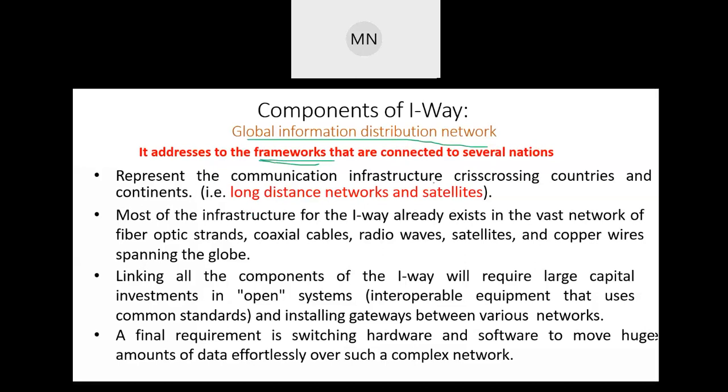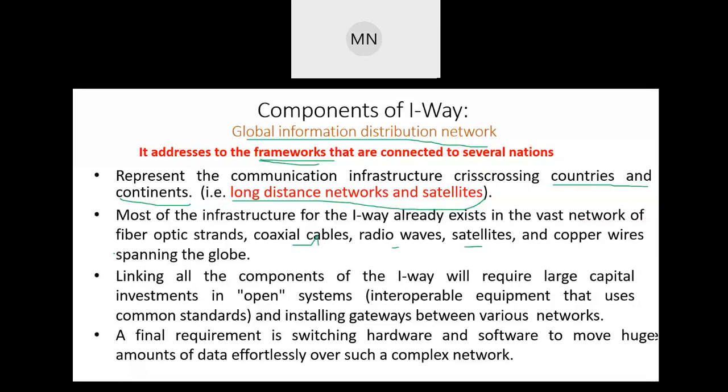So here it represents the communication infrastructure crisscrossing countries and continents, that is long distance networks and satellites. So global information distribution generally has the long distance networks and satellites which are connecting different countries and continents. That's why it is called the global information distribution network. Most of the infrastructure for the highway already exists in the vast network of fiber optic strands, coaxial cables, radio waves, satellites, and copper wires spanning the globe. So already each and every country will have some kind of networks with the help of these different infrastructures.